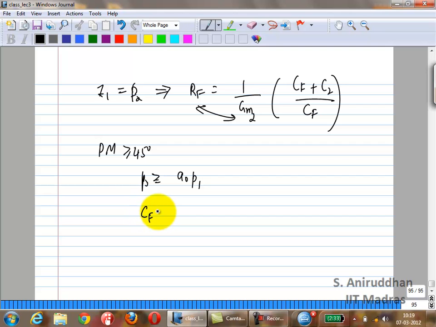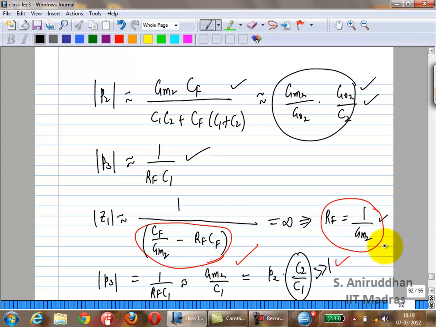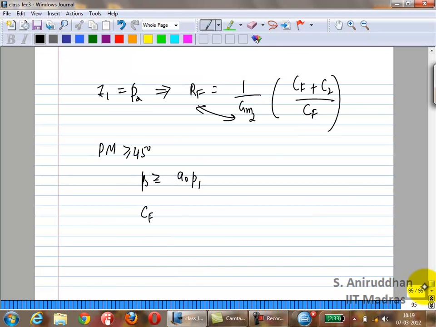So now if you put in the expressions for P3 and so on. So we have the expressions for P3 here. Right? It's 1 over RF C1. Right, and we know RF in terms of CF and so on. So what we'll do is we'll put in all those expressions and you'll get something like this. Okay?